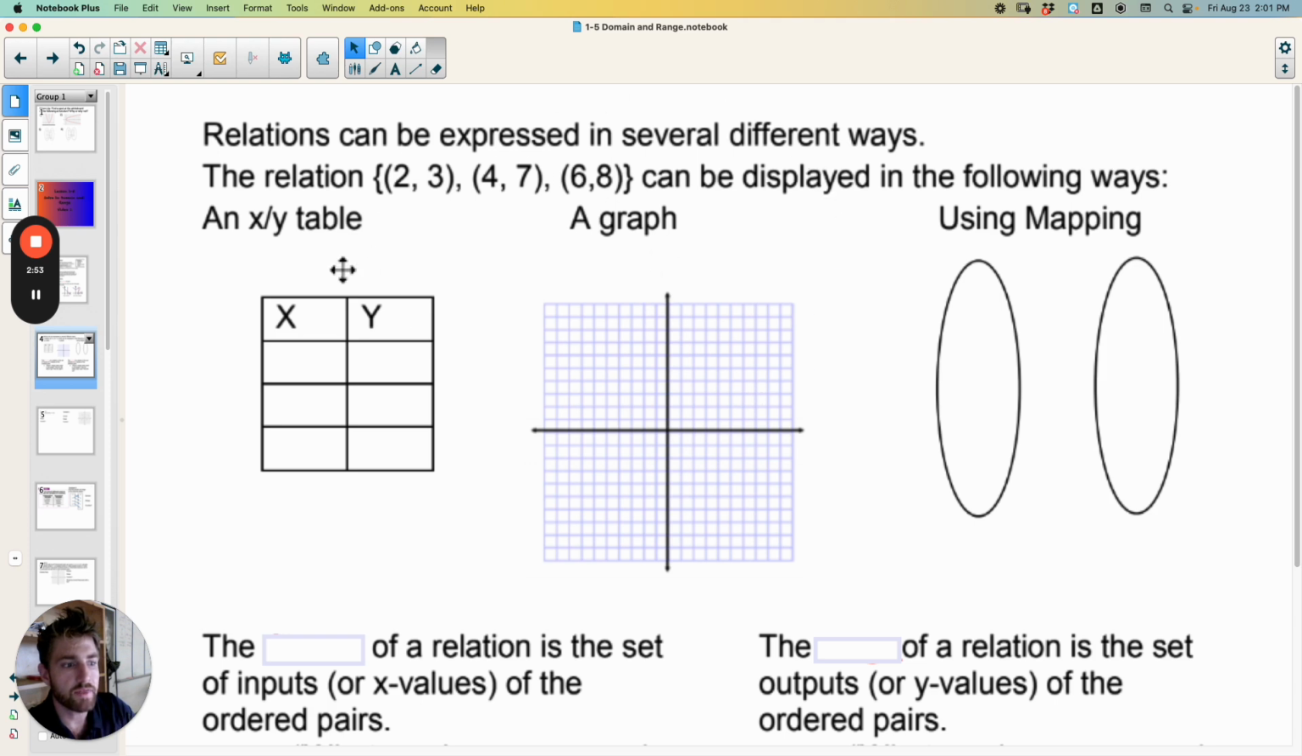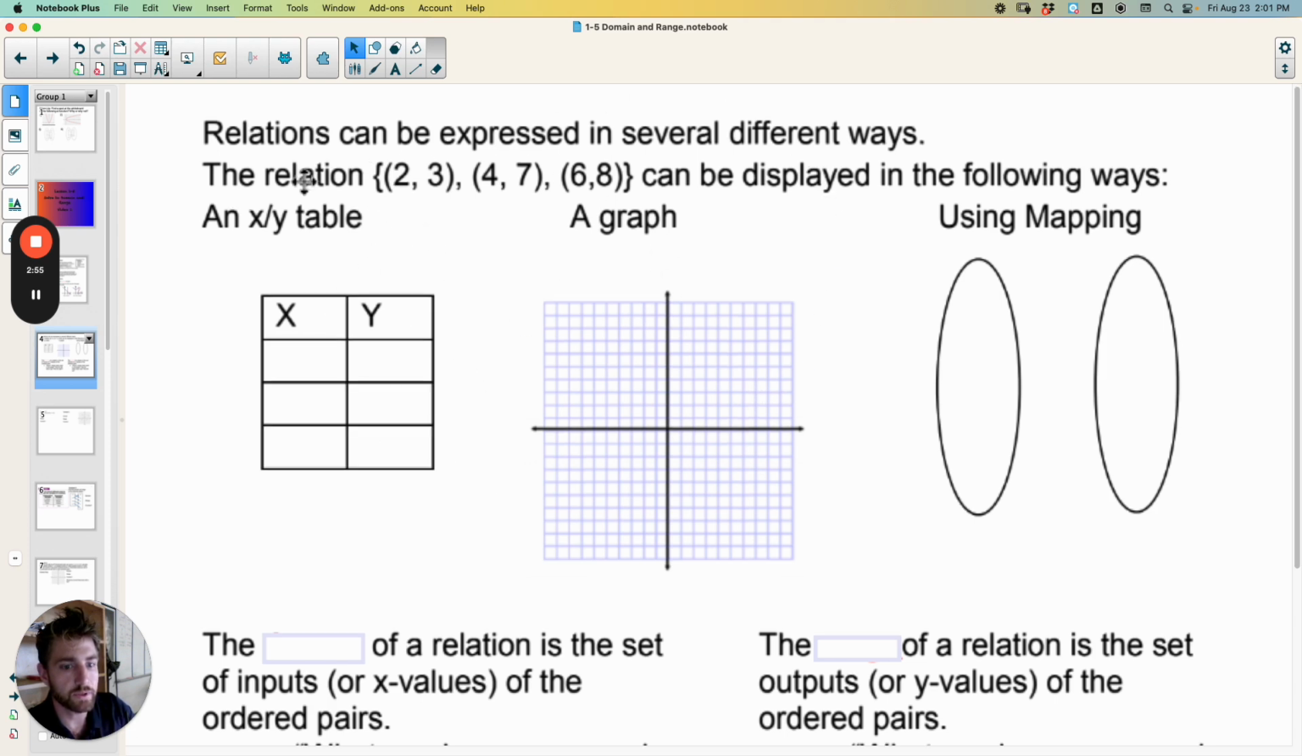Alright, so this is straight from your notes here. It says relations can be expressed in several different ways. The relation here, (2, 3), (4, 7), and (6, 8) can be displayed in the following ways. So the first way we can display it is by using a table. So I'm just going to take these points and put them in a table. So the first point is 2.